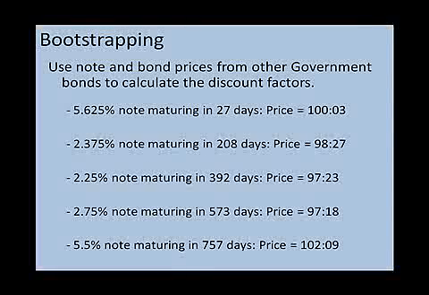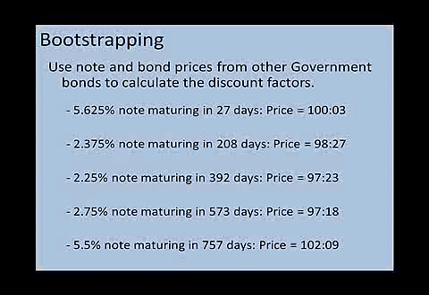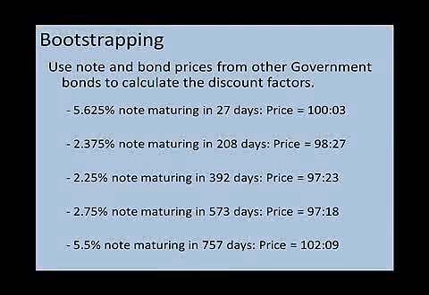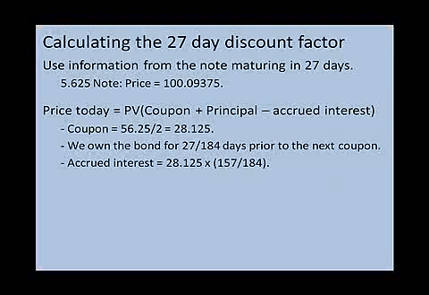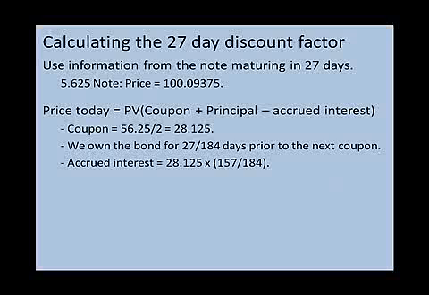All these quotes are taken from the Wall Street Journal, and we're going to use this information to calculate discount factors. Whenever we use bootstrapping, we first have to calculate the discount factors with the shortest maturity, and then work our way towards the discount factors at longer maturities. Let's start with the 27-day discount factor then.